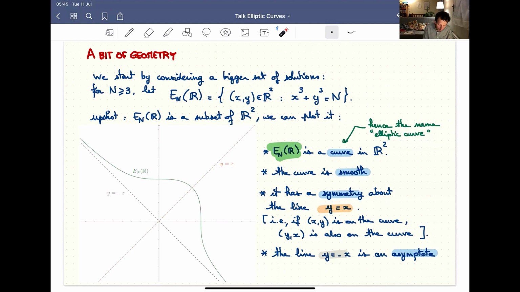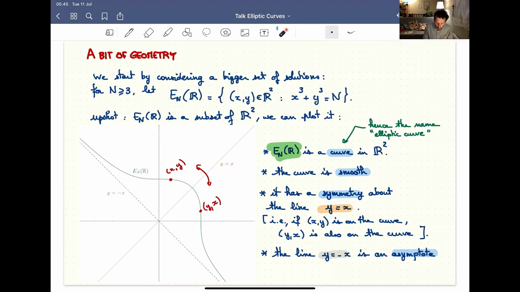Also, the curve E_n(R) has a symmetry with respect to the line y equals x. Which means that if you have a point (x, y), then the point (y, x) is also on the curve. But this was already something we could maybe expect, because in the original equation the roles of x and y are the same. So if you exchange x and y, you end up with another solution to your equation.